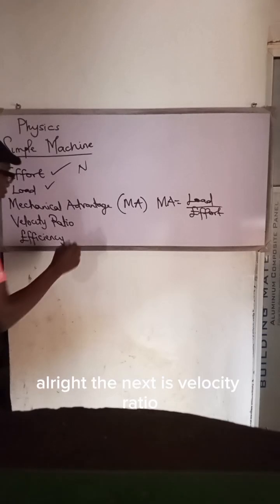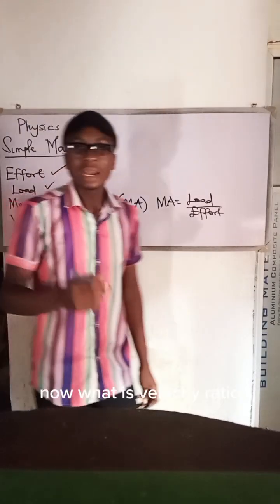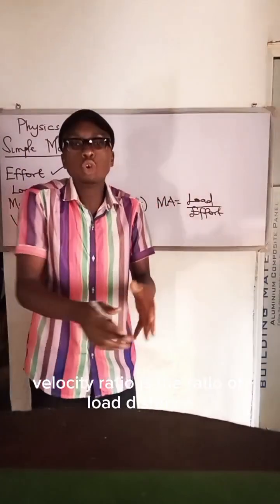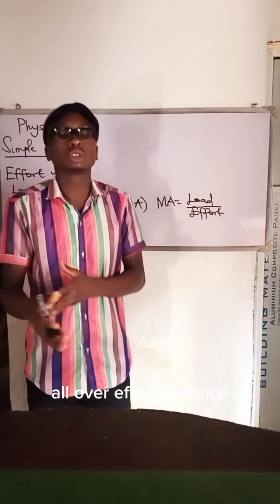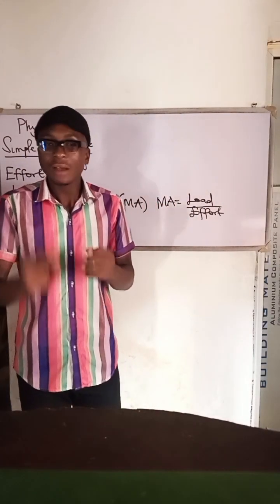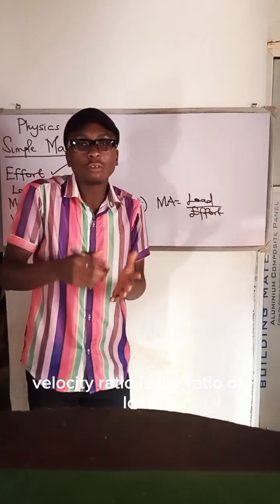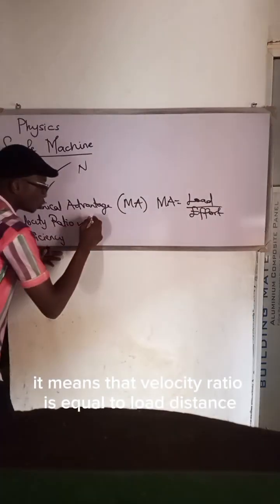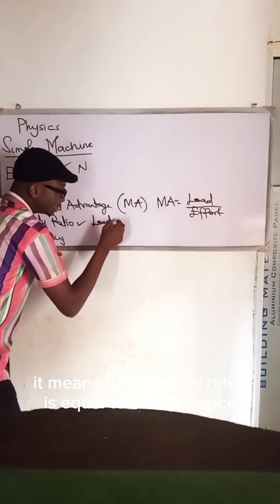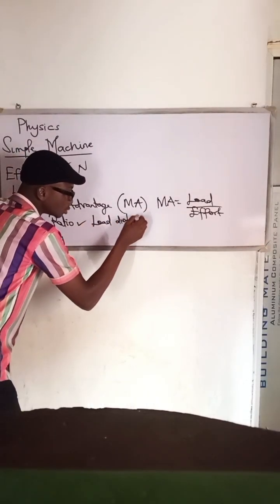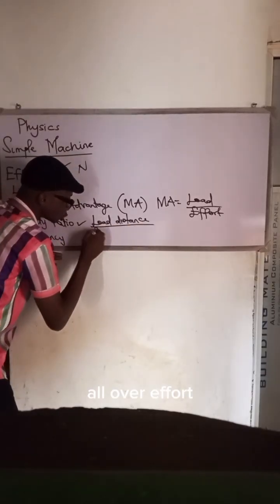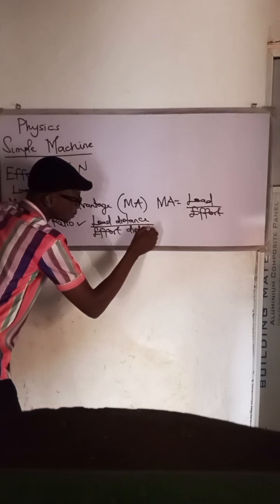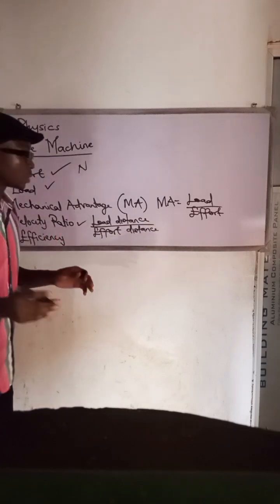The next is velocity ratio. Now, what is velocity ratio? Velocity ratio is the ratio of load distance over effort distance. It means that velocity ratio is equal to load distance all over effort distance. Please, that is velocity ratio.